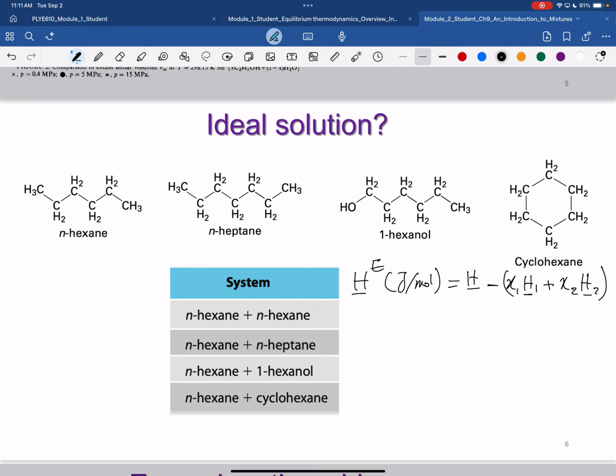For the first one, what is the excess enthalpy, by the way? 0, right? For the second one, this is very close to 0 actually, 0.46. Now, I'm going to mix n-hexane with 1-hexanol. What do you think about that?